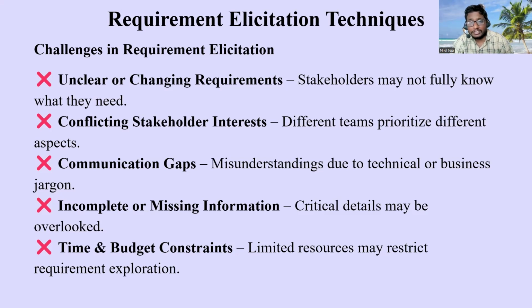Next, conflicting stakeholder interest. Different teams prioritize different aspects. For example, you're building an ERP system, enterprise resource planning system. Actually, my first project was on an ERP system only. I didn't perform well in my first project. That's the reason why I became perfect in the concepts of ERP. In ERP, enterprise resource planning, we will be having 7 to 8 modules. Like there will be an HR module, a finance module, a marketing module, a technical module, a sales module and all.